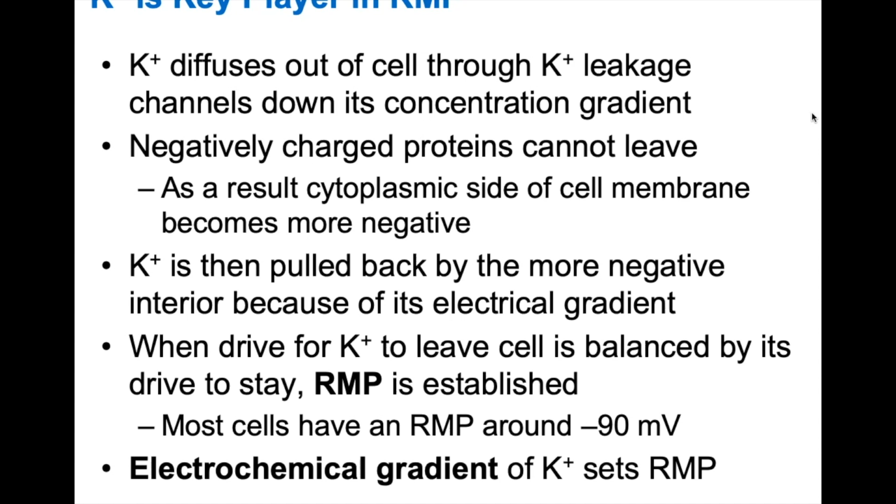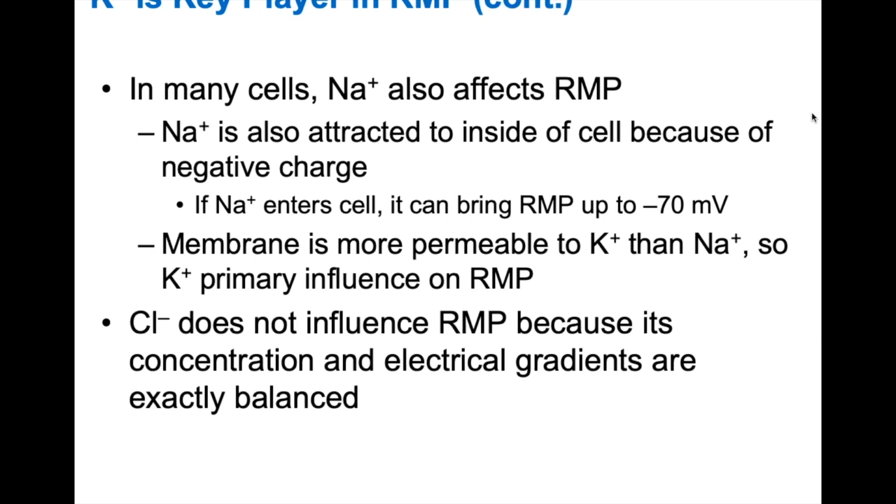So most cells have an RMP around negative 90, which falls into our scope of between negative 50 millivolts and negative 100 millivolts. An electrochemical gradient of our potassium actually sets the resting membrane potential. So this is all talking about ions and how they're entering and exiting our cells and how that affects the charges on either side. So in many cells, sodium also affects the RMP, obviously, because it's an ion. It carries a charge. We're talking about charges.